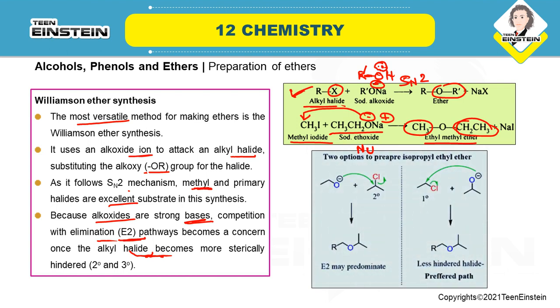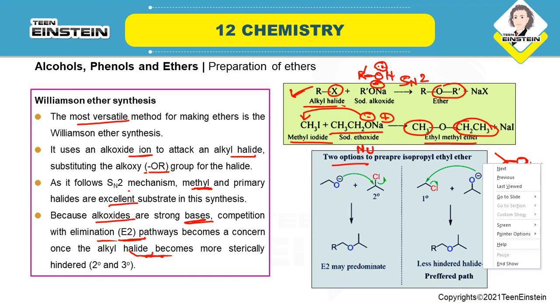Here we will see two options to prepare isopropyl ethyl ether. Now isopropyl ethyl ether means on one side of oxygen there will be an isopropyl group, that means Me2CH, and on the other side there will be ethyl, that means CH2CH3. So this is the structure of isopropyl ethyl ether. Now you can make this by taking two types of combination.